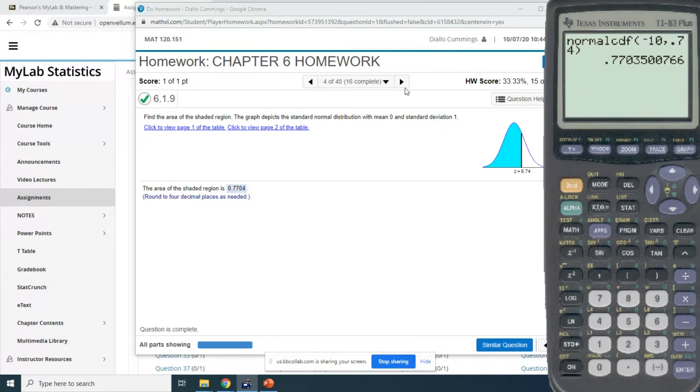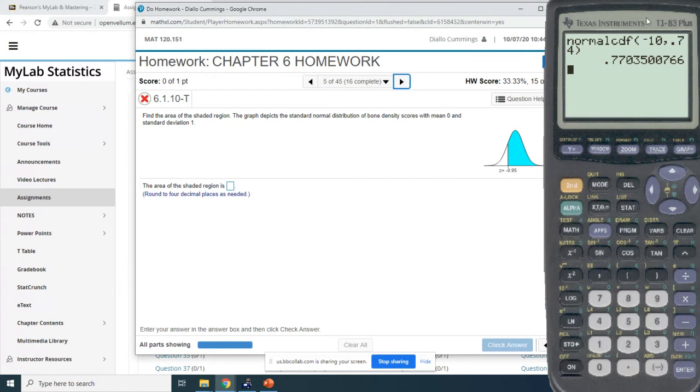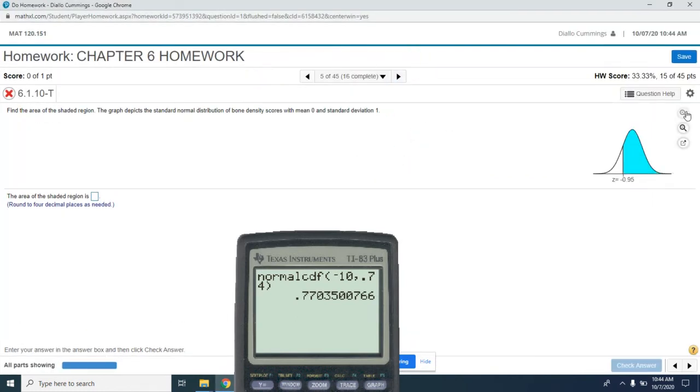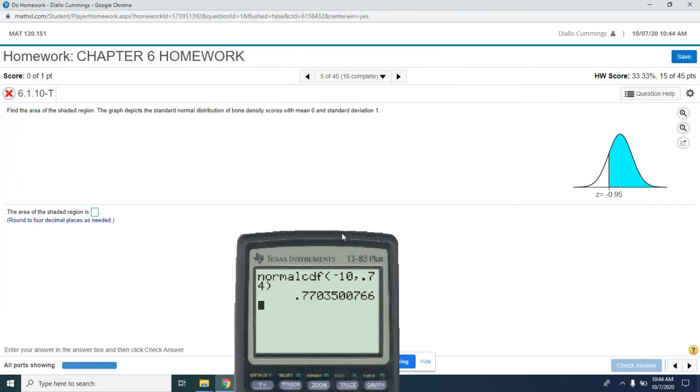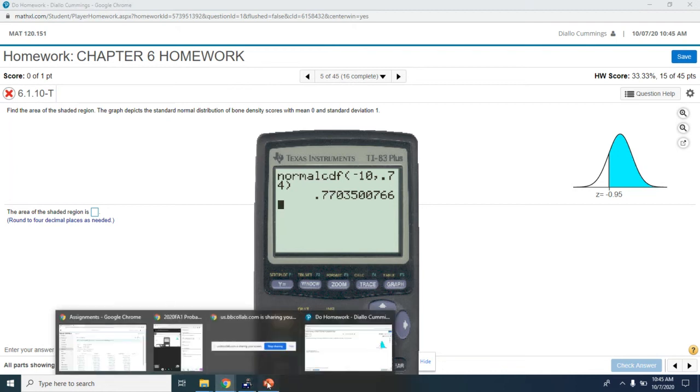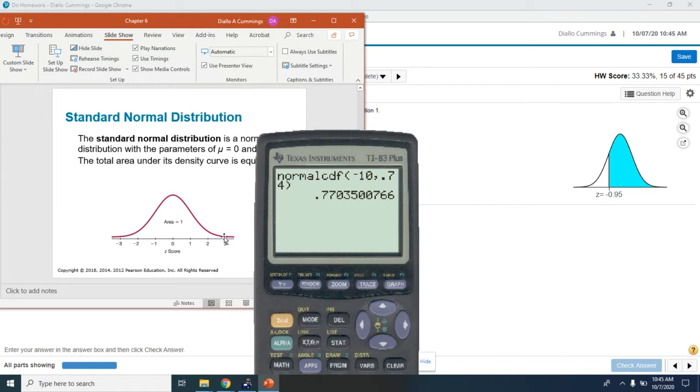Okay, let's take a look at some further examples. Let's take a look at this one. I'm going to blow this up slightly. All right, so here again, we're asked to find the area of a shaded region. I'm asked to find the area from negative 0.95, all right, to like positive 3. Right, if I go back to our standard normal, but here again, I'm not actually going to use 3. I'm going to use positive 10. Okay, so notice I'm using negative 10 to the far left and positive 10 to the far right.